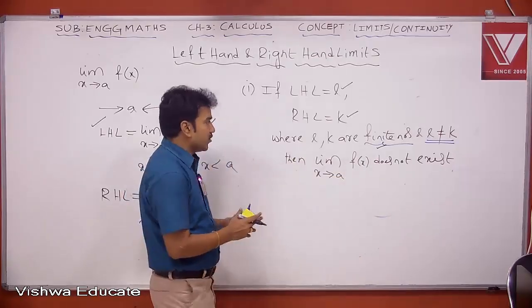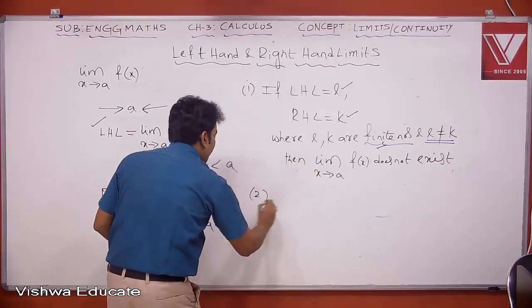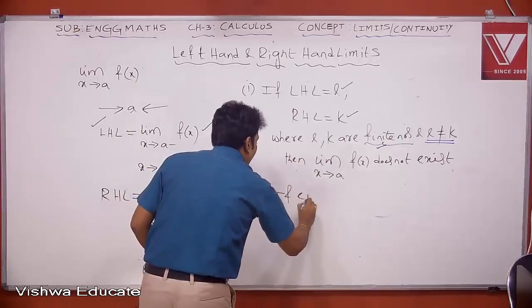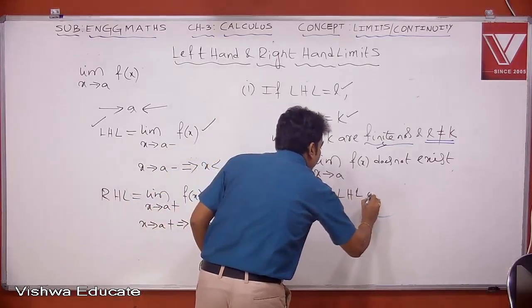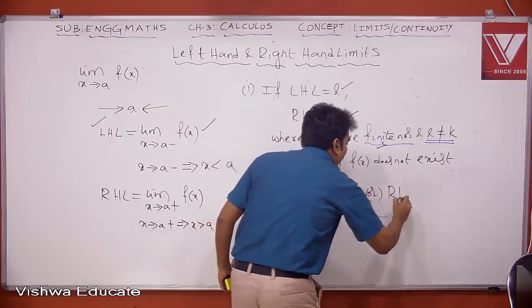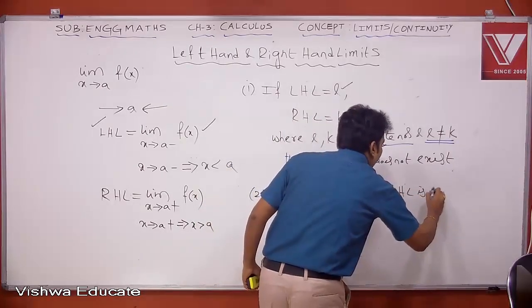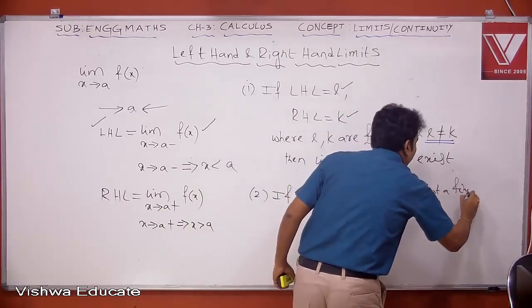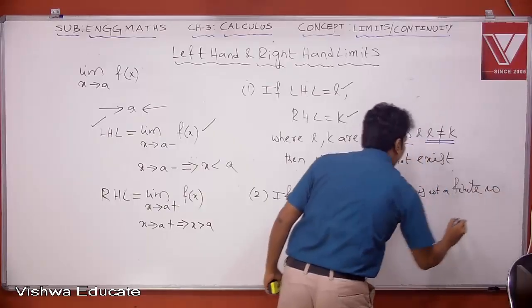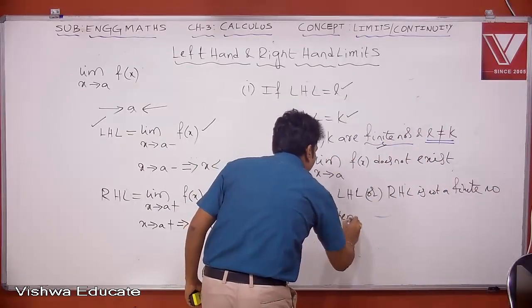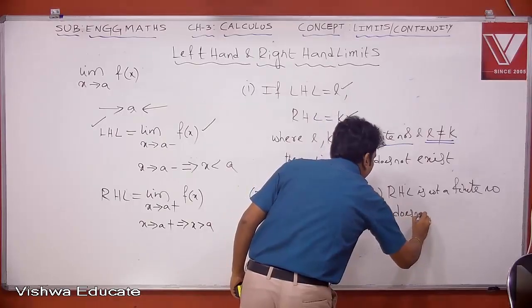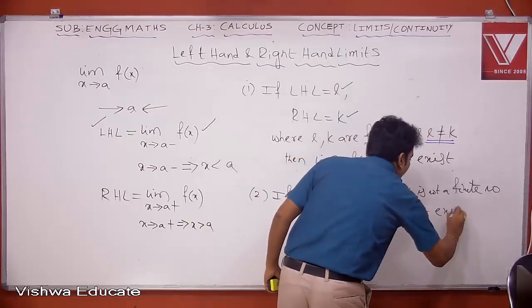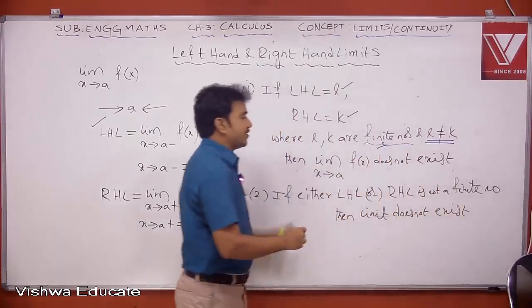This is one possible case. Another possible case is if either LHL or RHL is not a finite number, then the limit does not exist. So these are the two possible cases where the limit value does not exist.